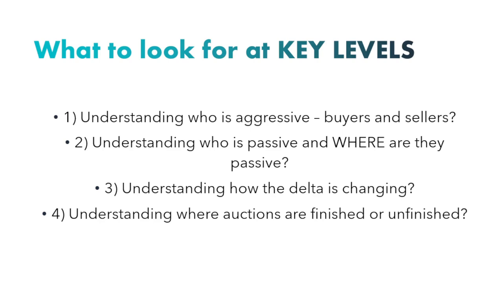Understanding how delta changes at key levels gives you an indication as to who is aggressive and who is passive, and that further validates an area of supply or area of demand. And the last thing we're going to be looking at, specifically with the numbers, is understanding finished versus unfinished auction, and that's something I'm going to go on to as we go on to the charts.